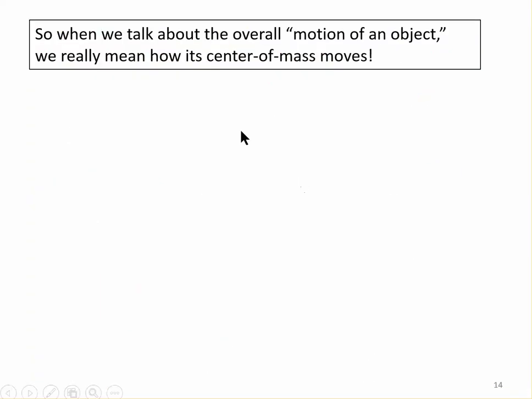Okay. So, once again, any time in your physics course when someone talks about the overall motion of an object, where the object's made up of many, many individual atoms, you really mean the motion of its center of mass.